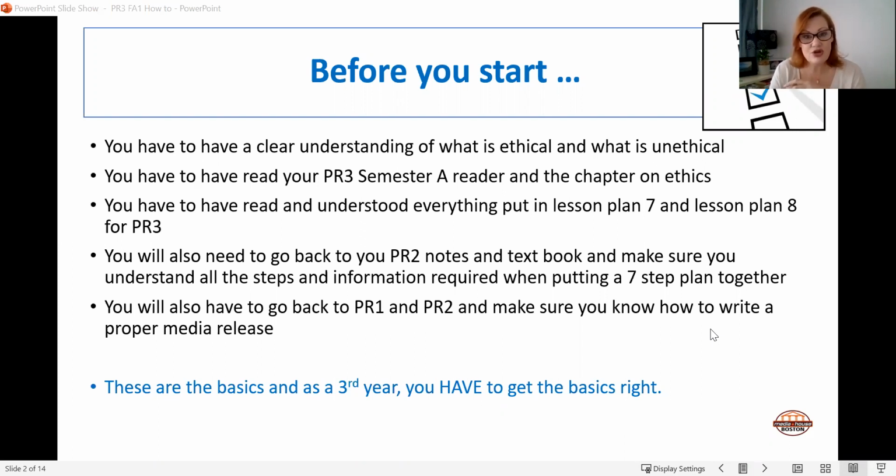And remember, in 3rd year, you have to get the basics right. We're not marking you and judging you on your basics anymore. We're now looking at how you are applying the theory of 1st year and 2nd year, and how you're putting this together as a PR professional, as someone that is in the industry, and now this is your plan of action, how you're going to fix the reputation of an organization that has behaved unethically.